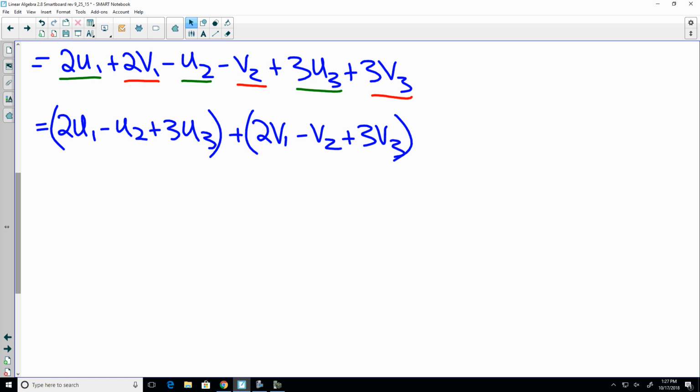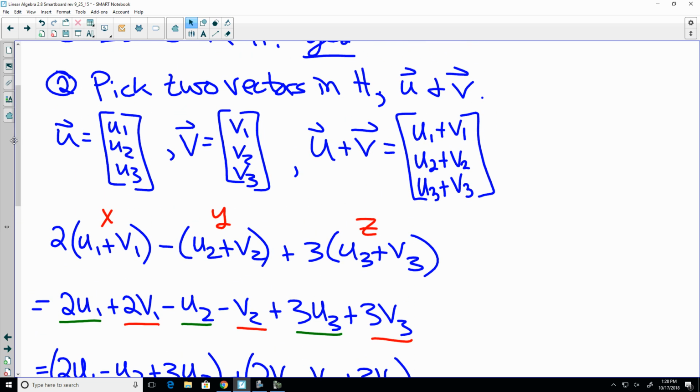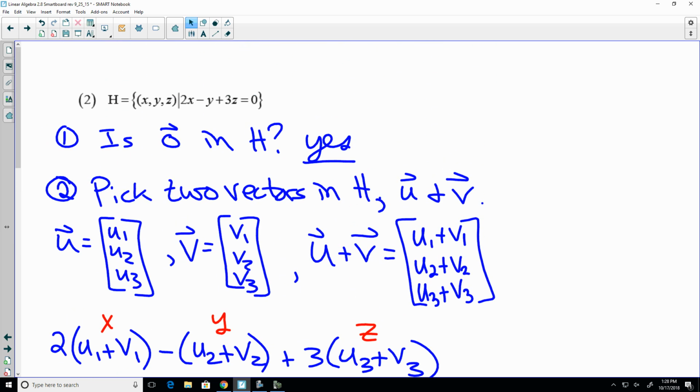So what is that? So this is vector u, and that's the first, second, third component of u, right? And it's u plugged into this equation. Do we agree with that? So it's 2u1 minus u2 plus 3u3. So what does that equal? It equals 0. How do I know that?